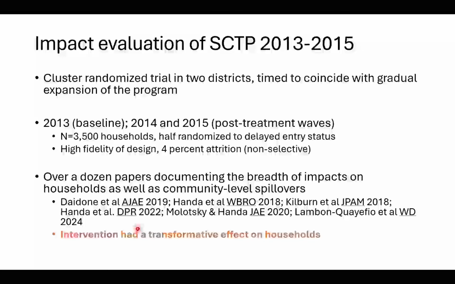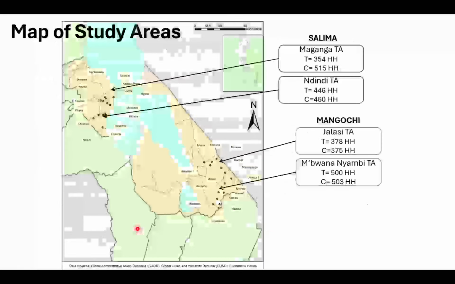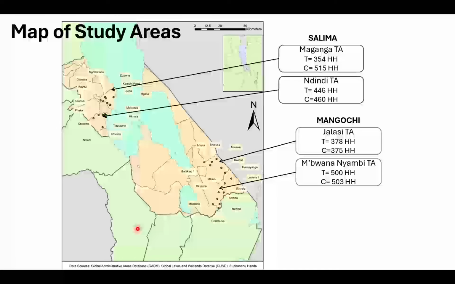And the program has subsequently continued to be scaled up, right? There's a photo. Like I said, I'm going to spend more time on some slides. Some slides I'm just going to brush through. So don't be worried about that. Here's the map. These are the 2 districts. Mangochi, Salima. There's Lake Malawi. And these are the clusters.